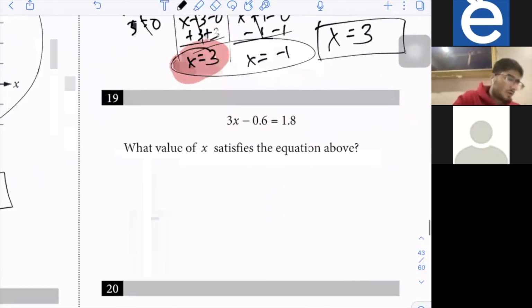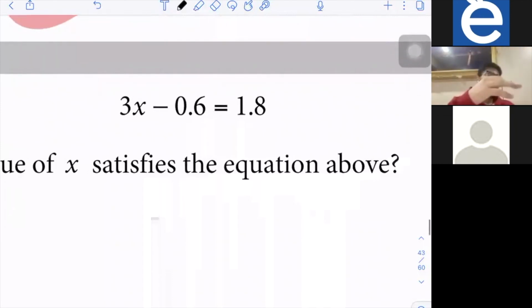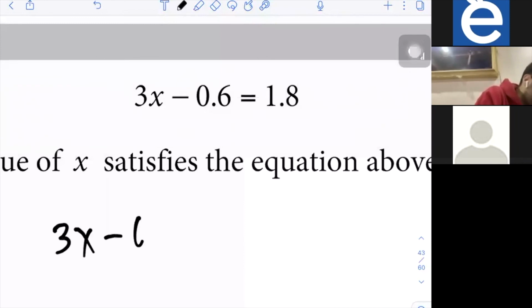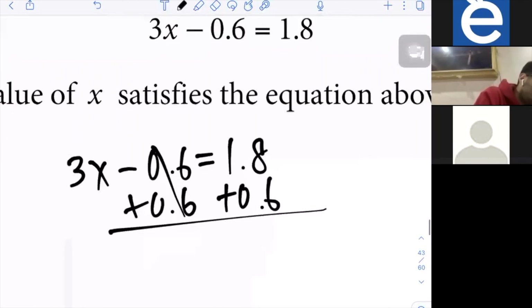Next question, we're almost done. What value of x satisfies the equation above? So this is basically simple algebra. We just have to get everything on one side and solve for x. So we get 3x minus 0.6 is equal to 1.8. We add 0.6 to both sides. Make sure you align them so it's easier, and keep the decimal points in the same position.